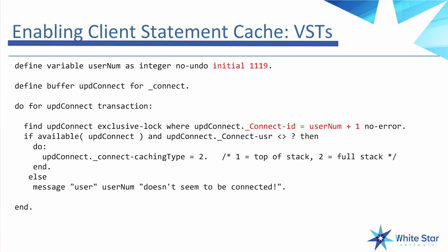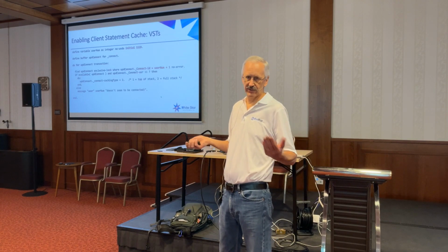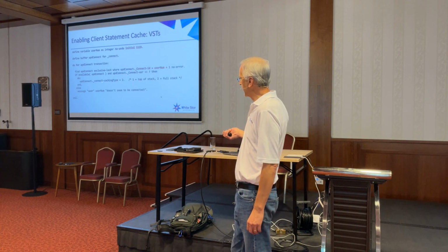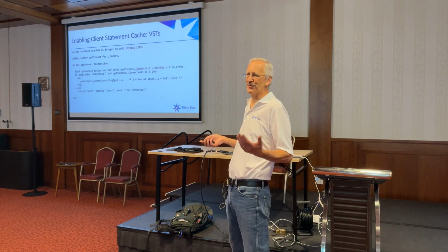So we can update the caching type with connect caching type equals 2, which says I want the full stack in this particular case. Or if we didn't find the connect record, then that user has logged out and they're no longer connected. So I even have a little bit of error handling in here, which is unusual for a talk at a conference. We don't usually do much in the way of error handling.